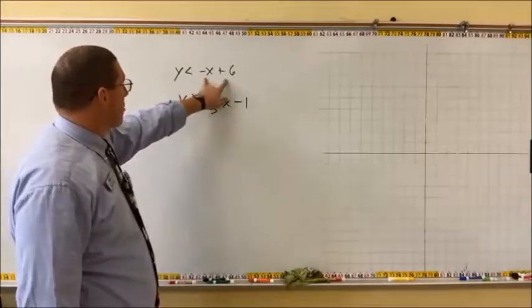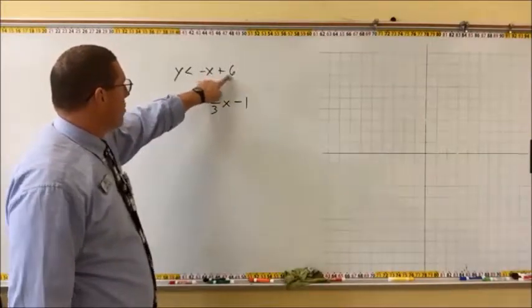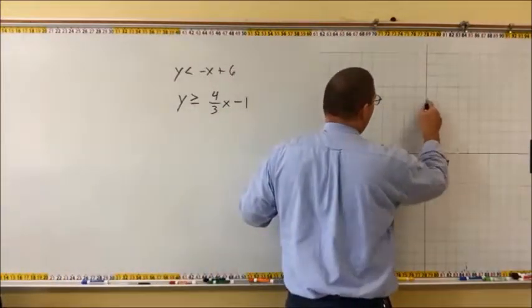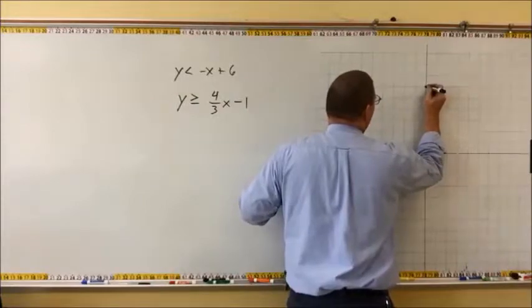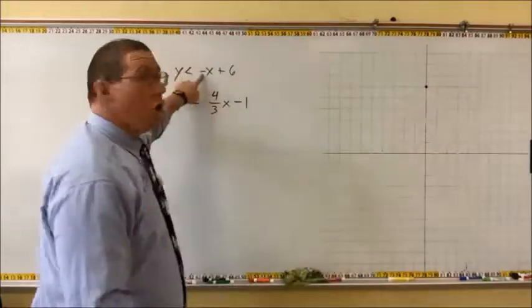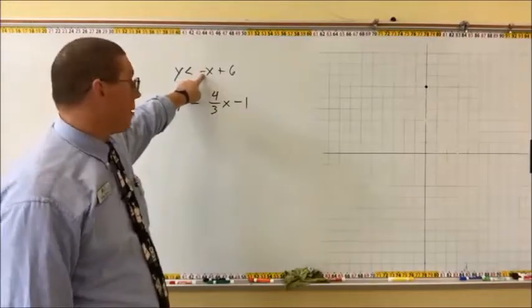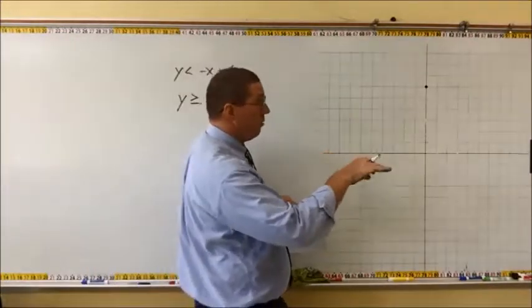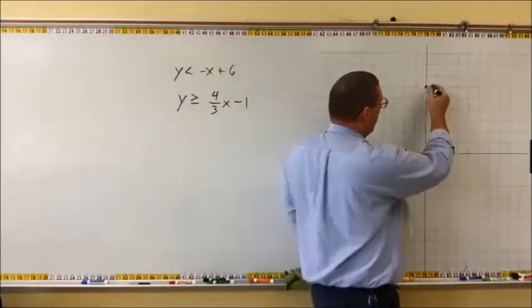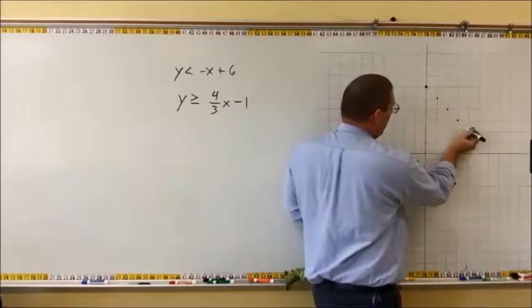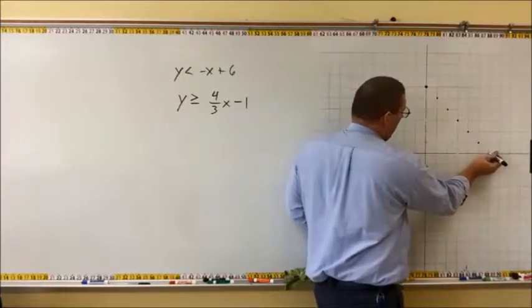So let's draw this line. Negative x plus 6. Y-intercept of positive 6. 1, 2, 3, 4, 5, 6. Put a dot there. Slope is negative 1, because there's a negative 1 in front of this x. So negative 1, that's down 1, forward 1. Down 1, forward 1, and so on. So this is a slope of negative 1.